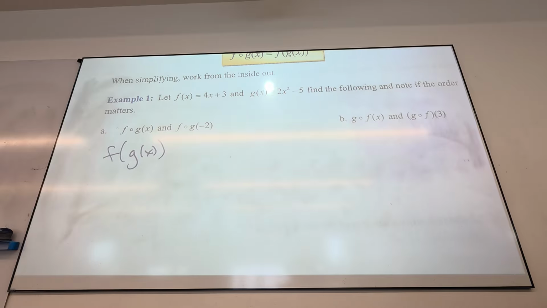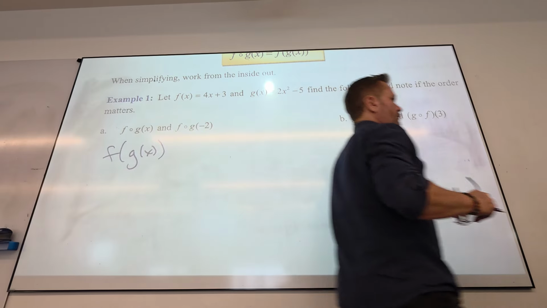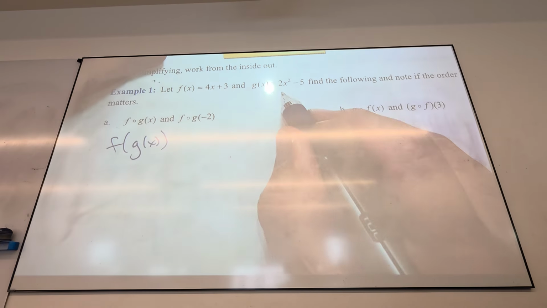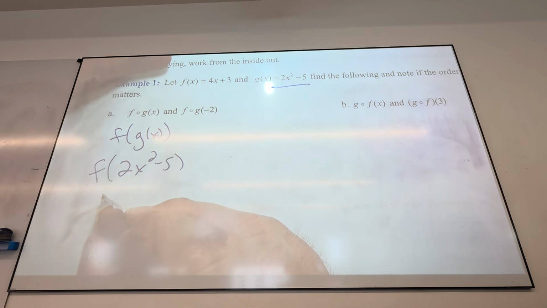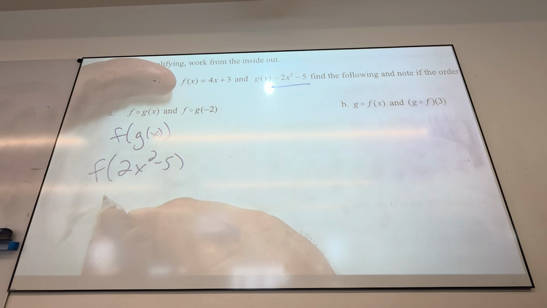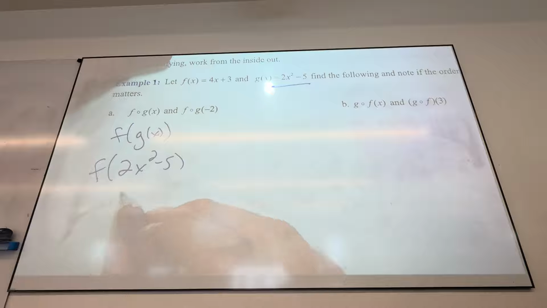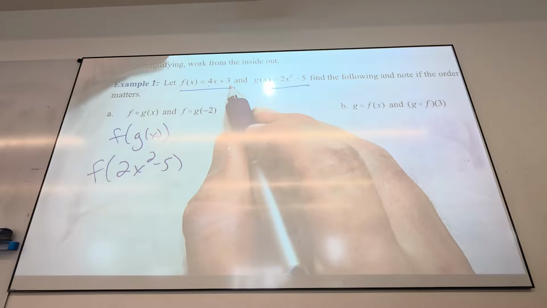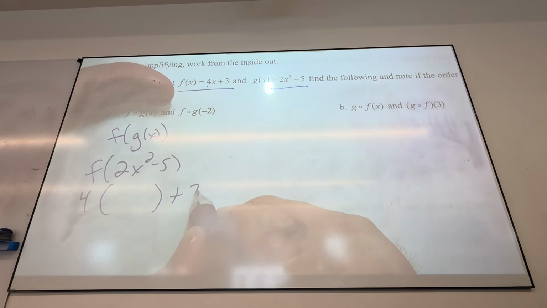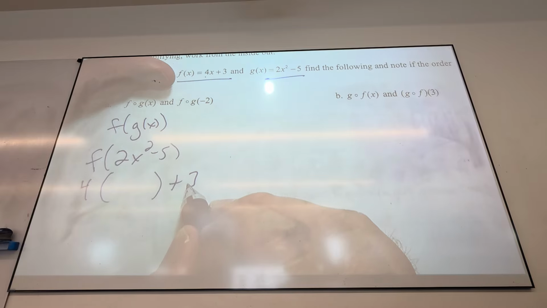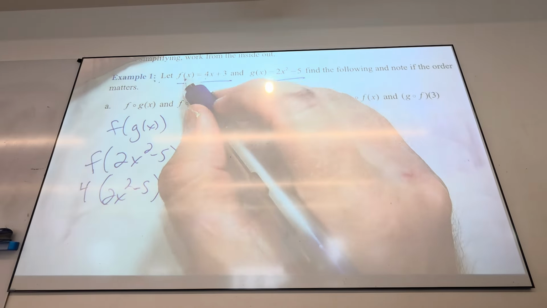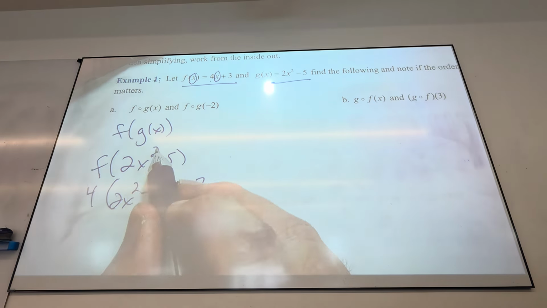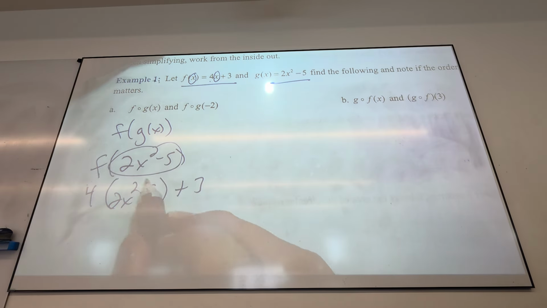So what is g of x? Yeah, 2x squared minus 5. So I'm going to take that and I'm going to put it into f. How do I do that? What is f? 4 times stuff plus 3. 4 times what plus 3? 2x squared minus 5. Yes, I'm just plugging that in. So this just says whatever this is, put it there. That's all it means. Now what can I do?